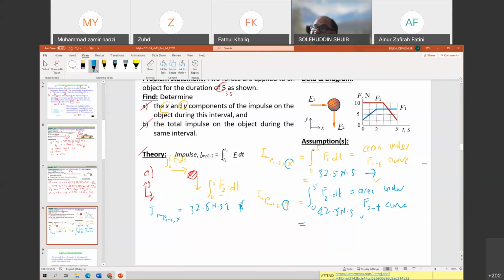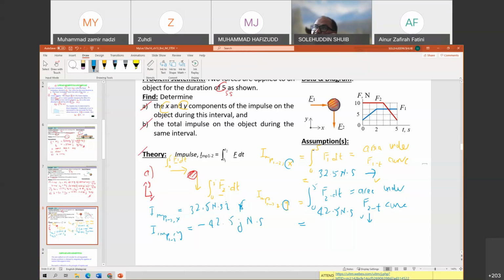Then for impulse 1 to 2 in y, how about this one? Going down, right? Negative. So we have minus 42.5 J Newton second.